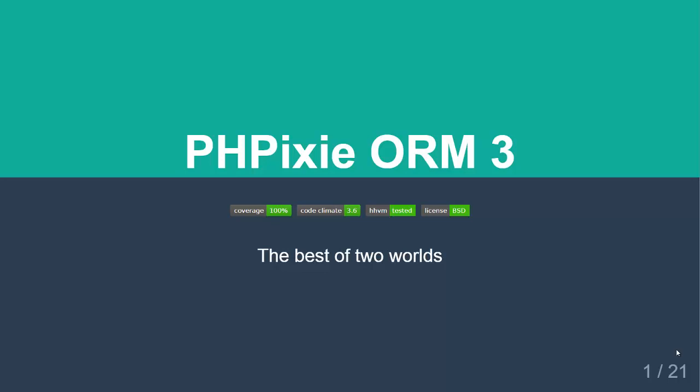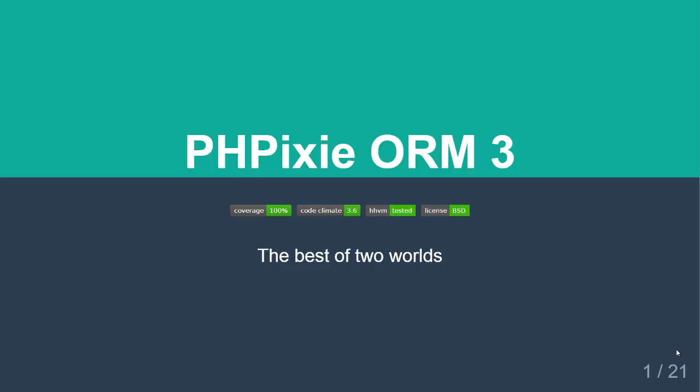As with all the other PHPixie libraries for this 3.0 version, it features 100% unit test coverage, and additionally it is covered by functional tests up to 70%. It's tested on HHVM, and in fact it's also tested on all versions of PHP starting from 5.3 up until the nightly PHP 7 builds.